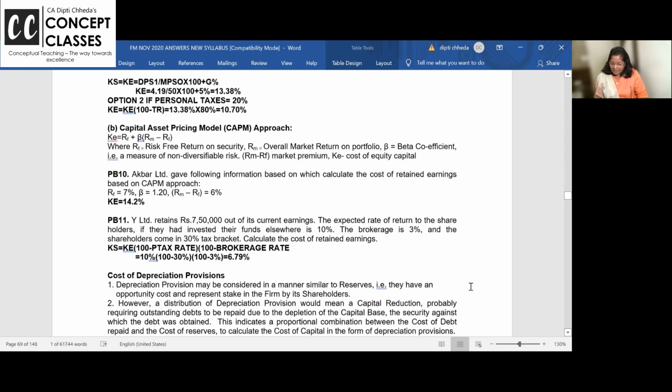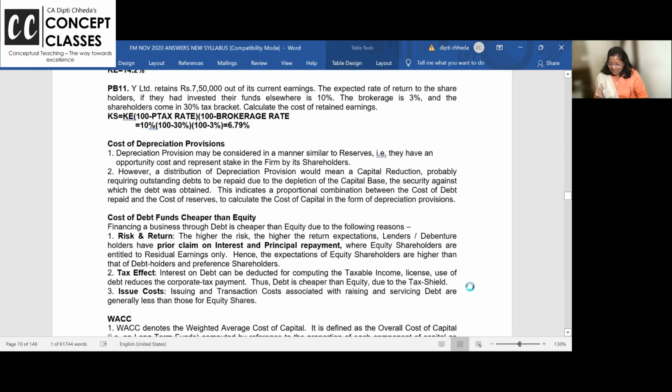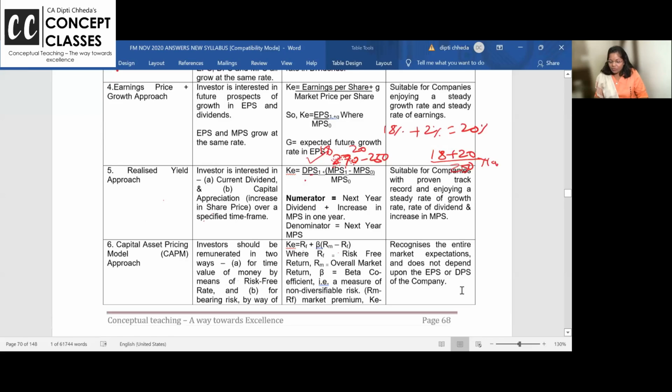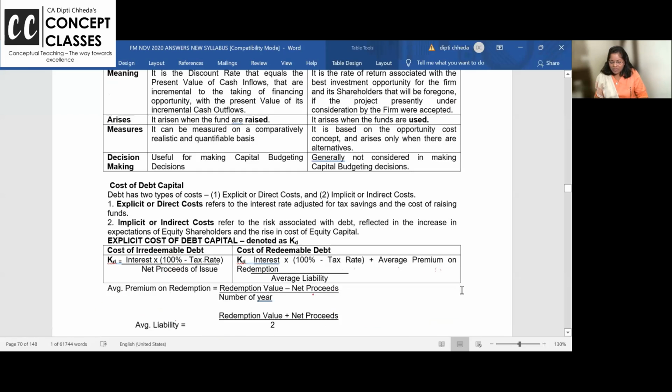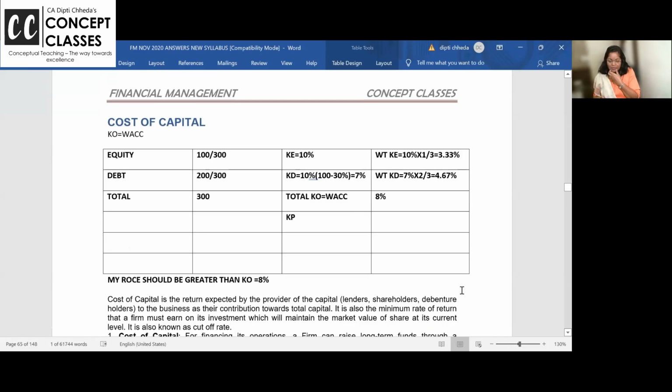Okay. So as we complete all this, one second. Now, can we calculate what is going to be my overall cost of capital? For that, I have given a very nice example in the beginning. Look at this.